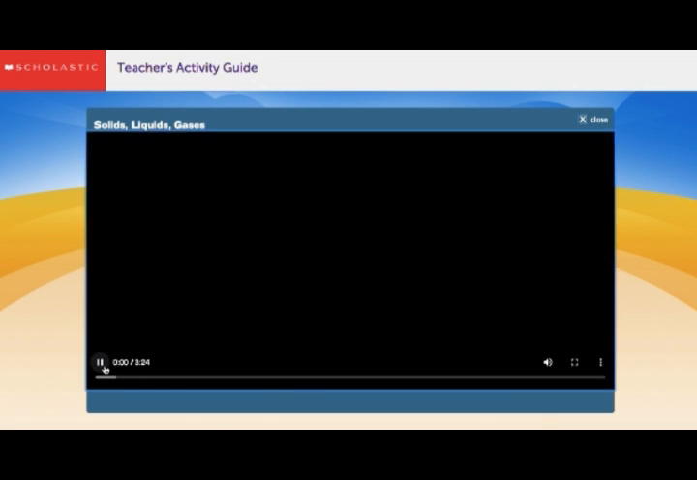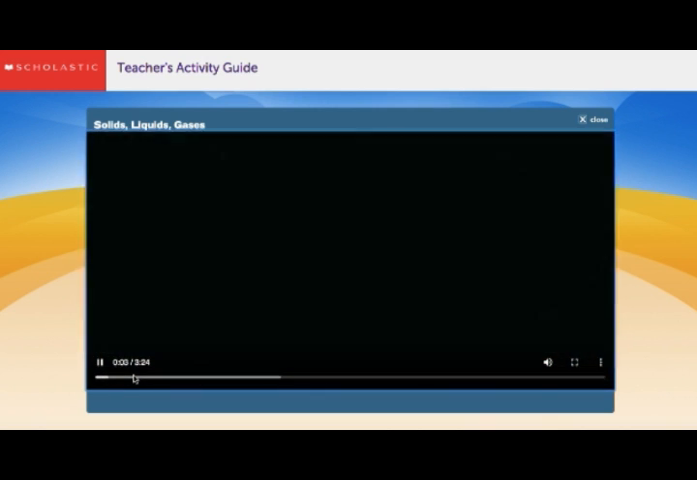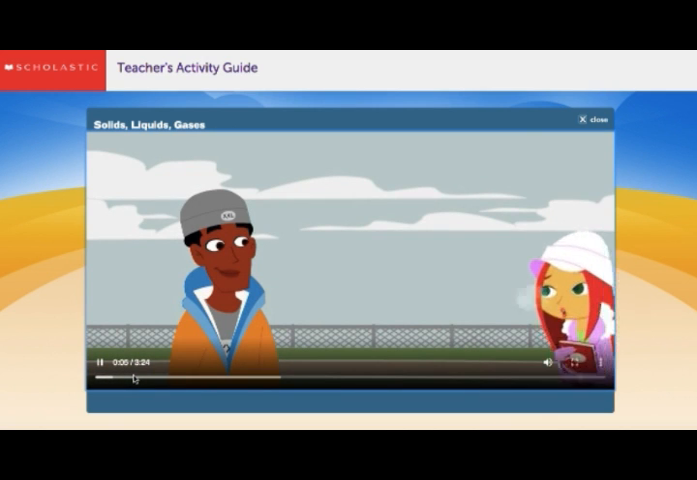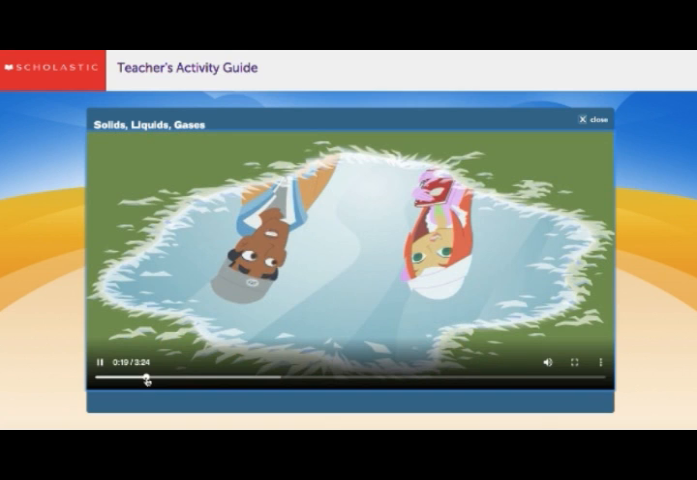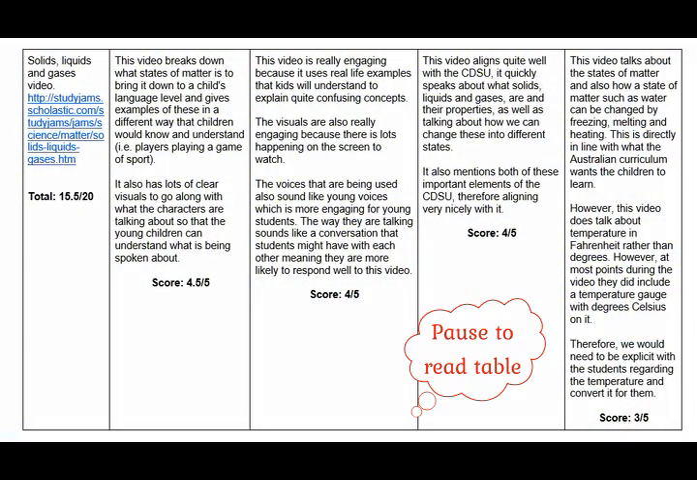Finally, our last resource, which we consider our best of the best, is a video about the states of matter and how we can change water into different states. We gave this a 15.5 out of 20, as it addresses both parts of the CDSU and curriculum, and therefore we scored these two criteria quite high.